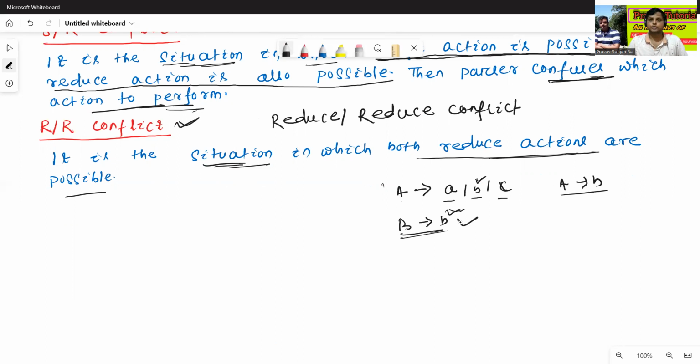Then we will minimize this SR conflict, meaning shift reduce conflict, or RR conflict, or reduce reduce conflict, by using LR parser.